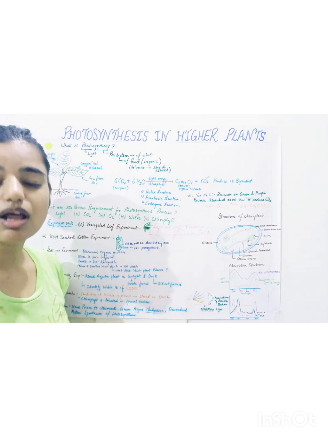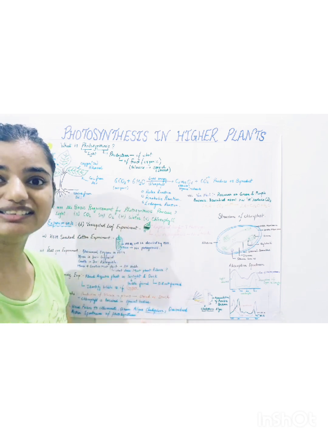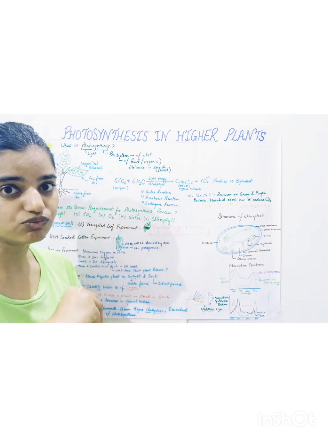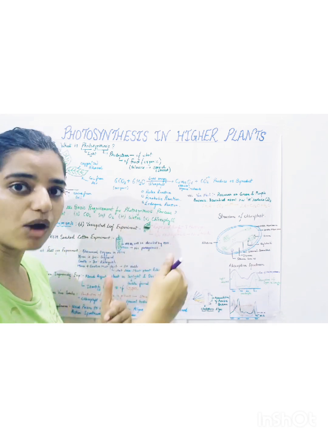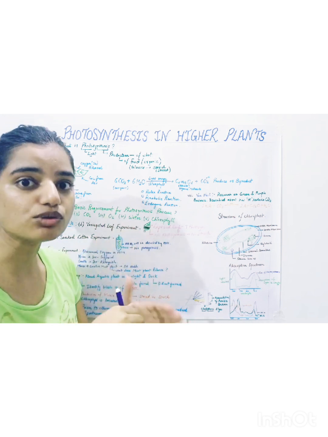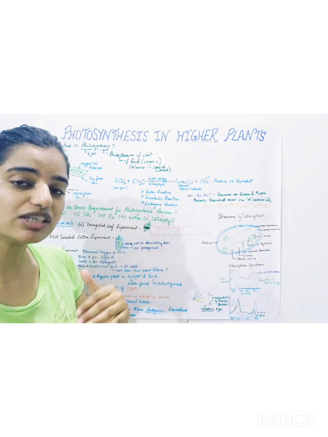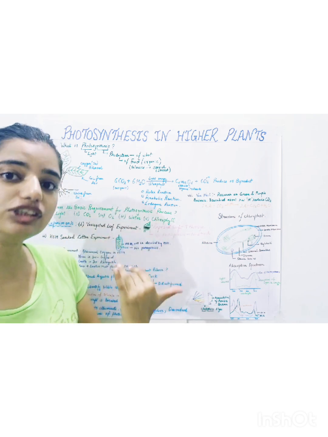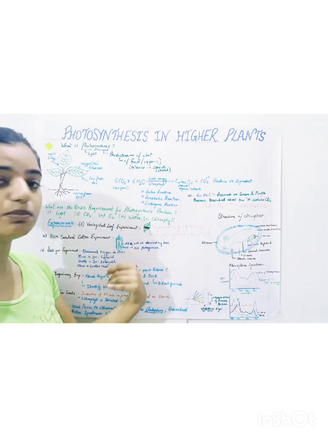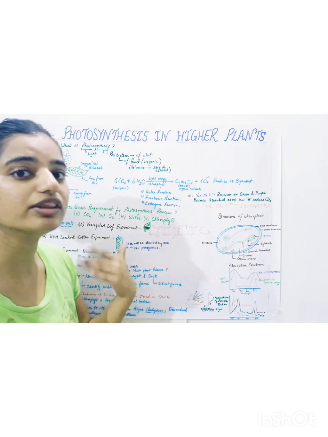How were they stable? Because the plant releases oxygen, which was used by the mouse and the candle for their respiration, and vice versa, the plant was using the CO2 released by the mouse and the candle for the process.